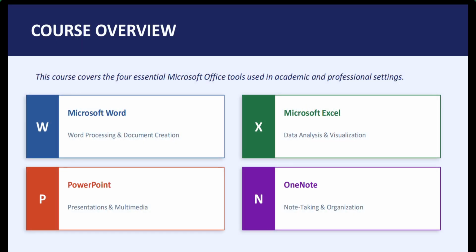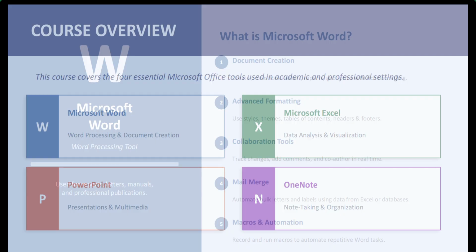So basically, the course overview is divided into four: Microsoft Word, Microsoft Excel, PowerPoint, and OneNote. What do we use Microsoft Word to do? We use Microsoft Word for word processing and document creation, while Microsoft Excel is for data analysis and visualization, while PowerPoint we use for presentations and multimedia, while OneNote is for note taking and organization.